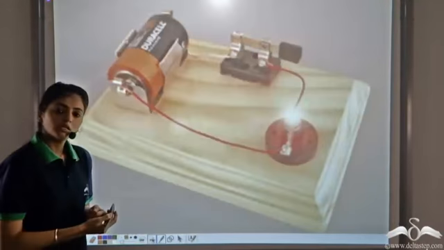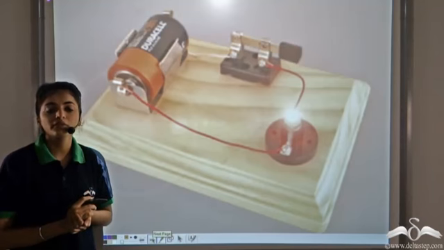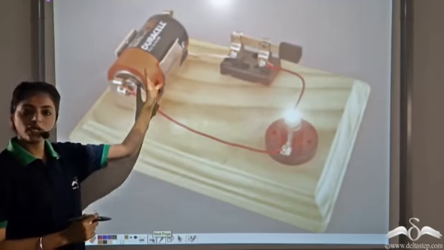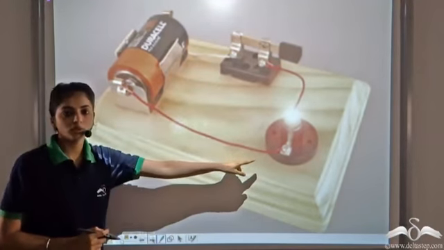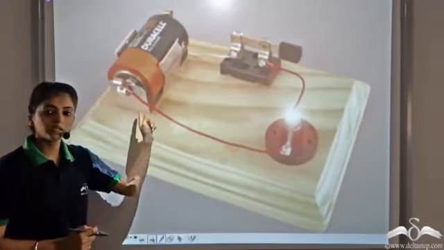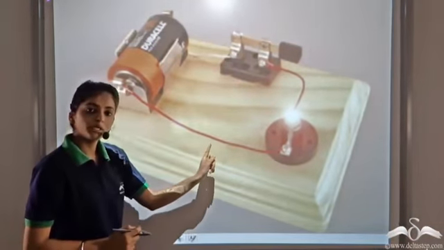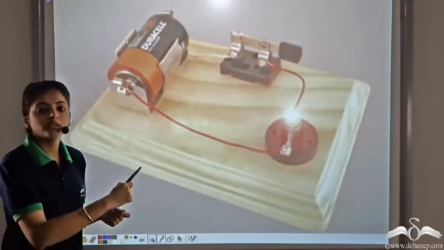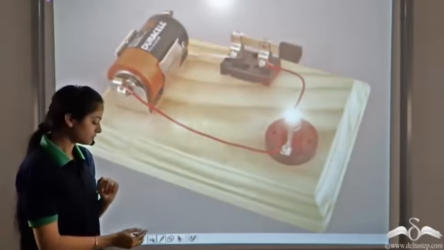Now, in physics, you must have studied that electricity flows when we have a closed circuit. That is, in this case, we have a battery, we have a switch, and we connect it to a bulb. Now, when this circuit is complete, that is, there is a closed loop, we see that the bulb glows. So electricity flows when there is a complete, that is a closed circuit.